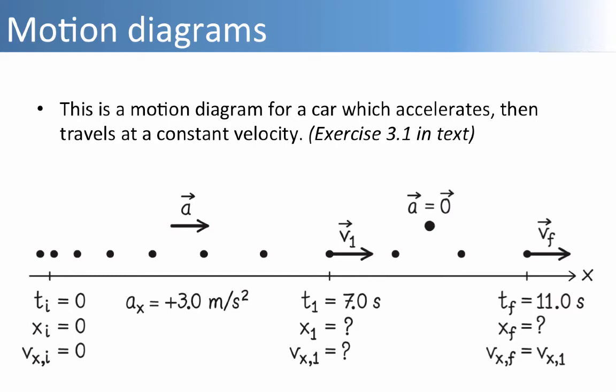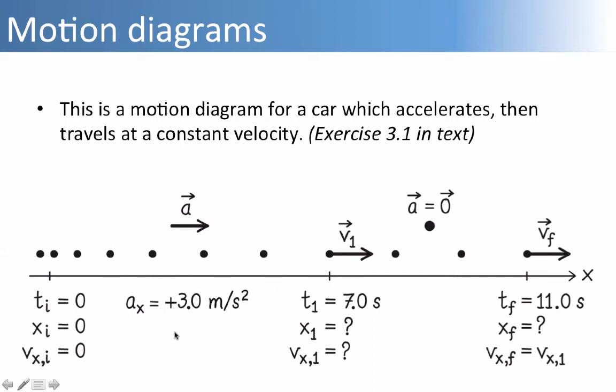Couple more examples. This is an example of a car which is accelerating, then traveling at constant velocity. So here we've got our initial time is 0, our initial position is 0, and our initial velocity is 0. The dots are quite close together. The dots are now getting further apart, and this shows positive acceleration. The dots then are equally spaced, which shows constant velocity, and our final velocity here is the same as some intermediate velocity, which is greater than the earlier velocities.